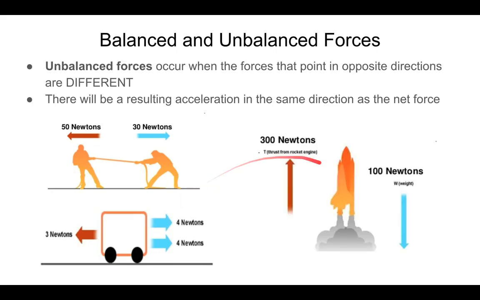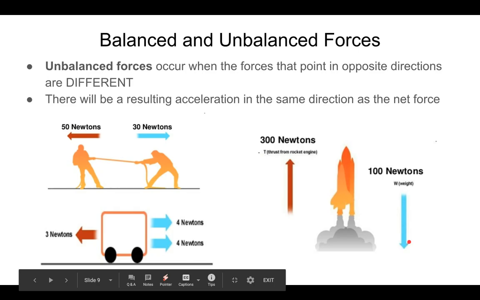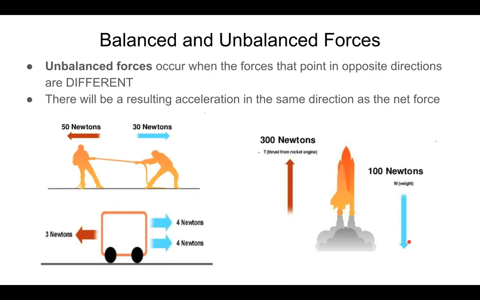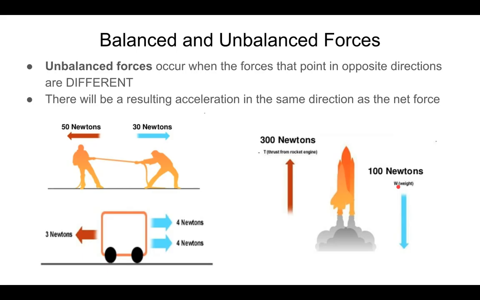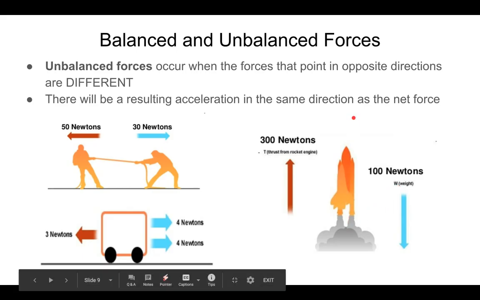And then last but not least, I have a space shuttle here. We have 300 newtons of thrust upwards from the rocket engine. The weight of the space shuttle, or the force of gravity, those are interchangeable terms. I'll talk about that more when we talk about Newton's second law. So this is 100 newtons downward. So 300 minus 100 is 200 newtons of net force, and it's directed upwards. So we have an acceleration upwards here.